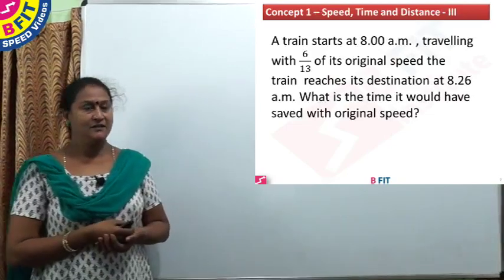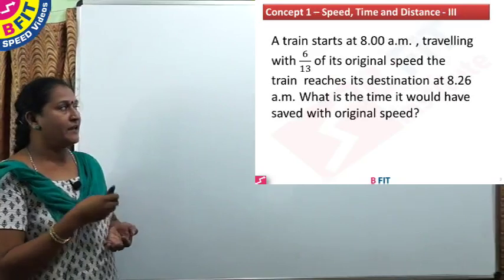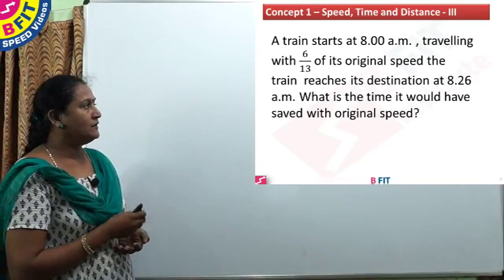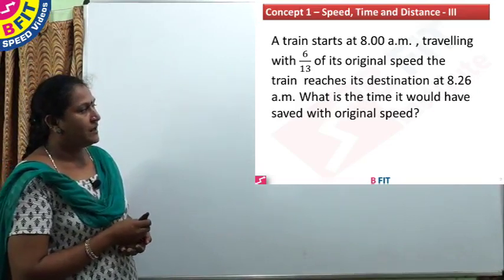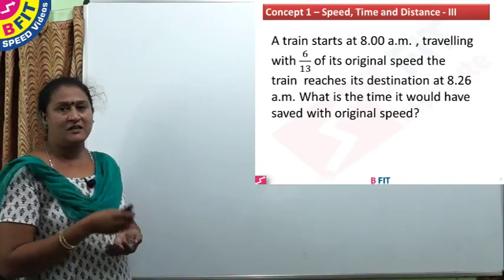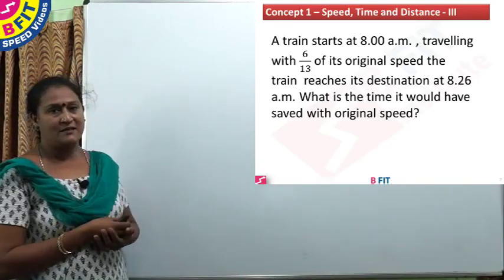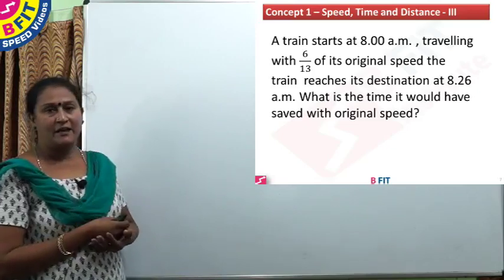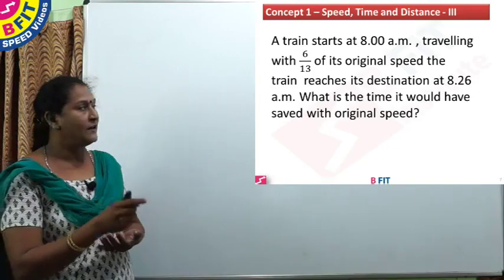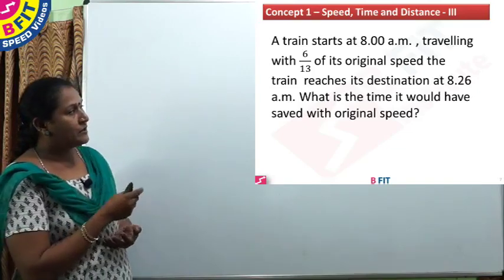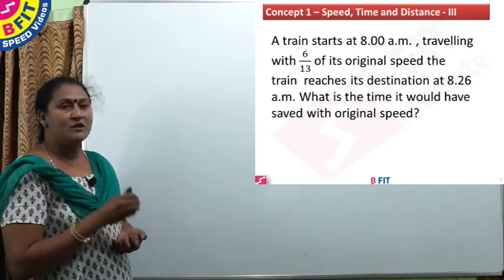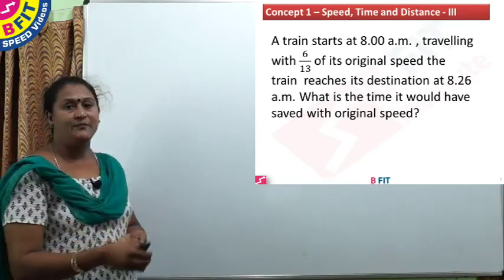The example is, a train starts at 8 a.m. Traveling with 6/13 of its original speed, the train reaches its destination at 8:26 a.m. What is the time it would have saved with the original speed? When you check this question, the train starts at 8 a.m. and reaches at 8:26. So the travel time is 26 minutes. The speed has become 6/13 of the original speed. If speed was 13 parts, now it has become 6 parts.